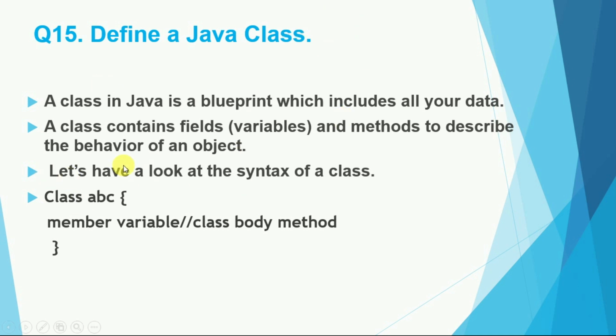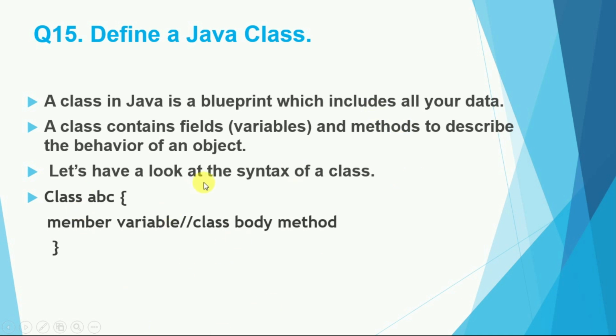I know it's a very simple question, what is a class in Java, but most candidates can't give the proper definition of class and object in Java. That's why I took this question in this video. So what is a class in Java? A class is simply a blueprint which includes all your data. A class contains fields, variables and methods to describe the behavior of an object.